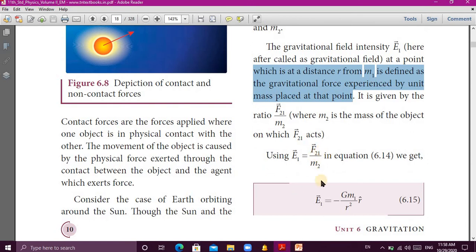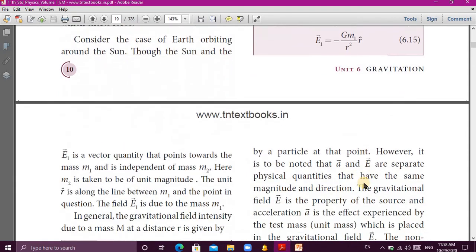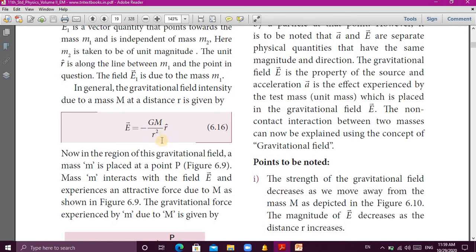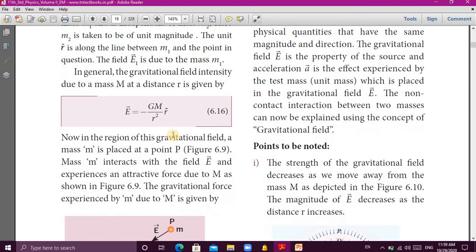So the M2 term cancels, and the remaining term is E1 vector equal to minus capital G M1 divided by R square into R cap. Now E1 vector is a vector quantity that points towards the mass M1 and is independent of mass M2. So the gravitational field intensity due to the mass M at a distance R is given by capital E vector equal to minus G into capital M divided by R square into R cap.